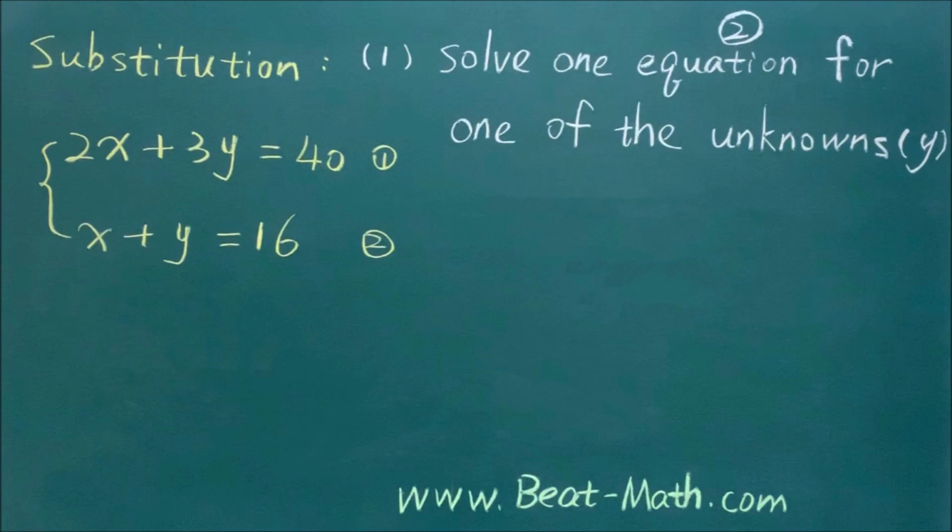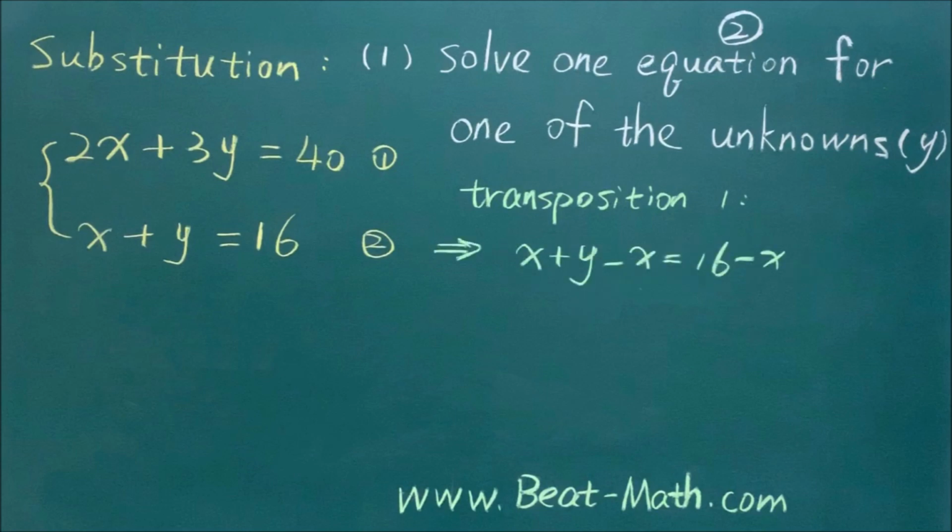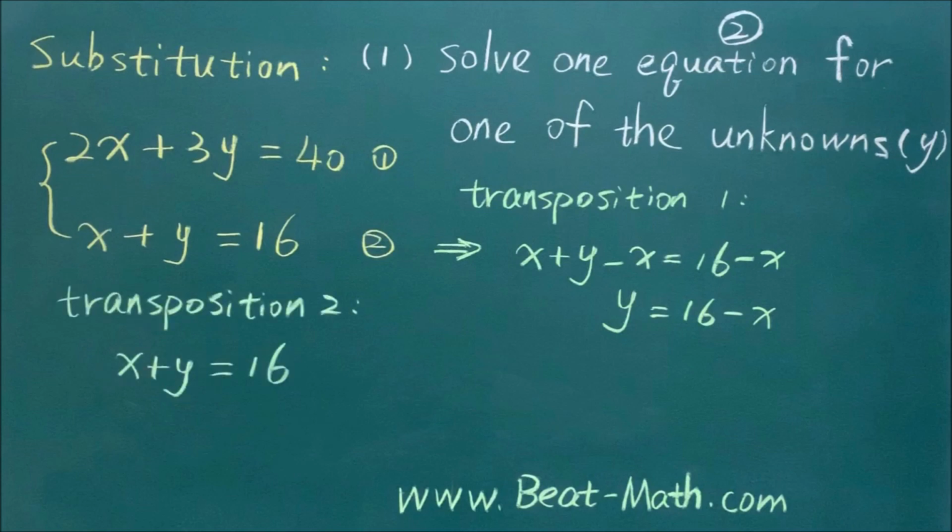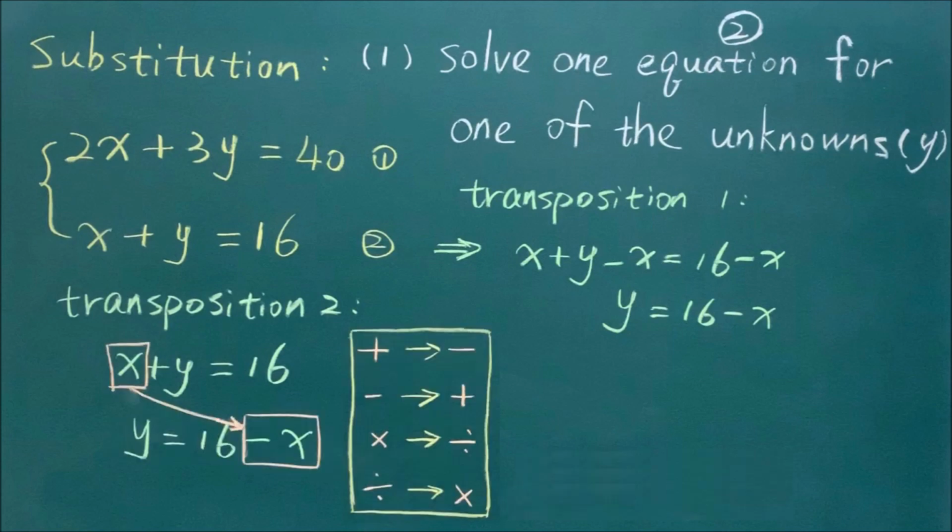There are two ways of transposition. The first way is to subtract x on both sides. The left side, x minus x equals 0. The right is 16 minus x. We get y equals 16 minus x. The other way of transposition is to move the item directly to the other side and change its sign to the opposite one. In this case, we move x to the right side and turn positive x to negative x.